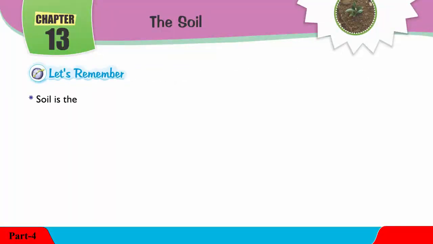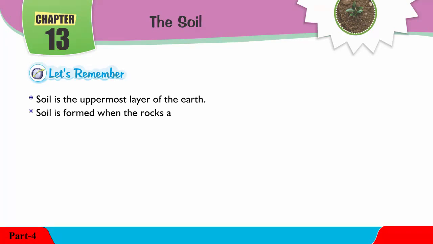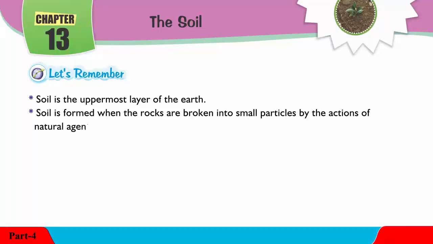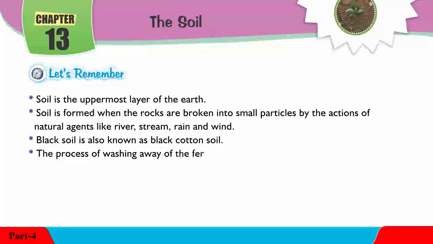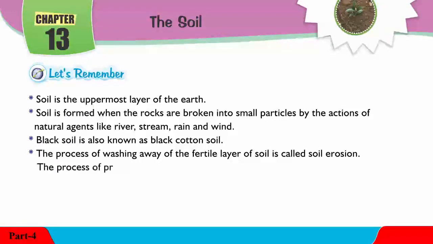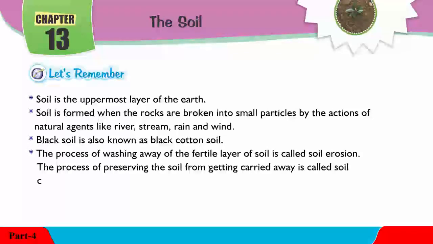Let's remember, soil is the uppermost layer of the earth. Soil is formed when the rocks are broken into small particles by the actions of natural agents like river, stream, rain, and wind. Black soil is also known as black cotton soil. The process of washing away of the fertile layer of soil is called soil erosion. The process of preserving the soil from getting carried away is called soil conservation.